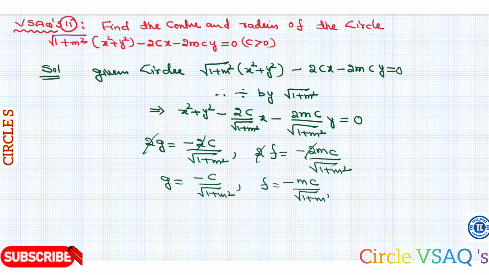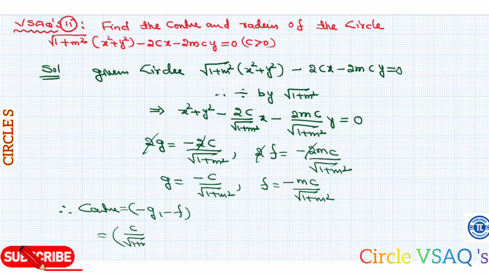Now write the center of the circle. Center is (−g, −f), which is equal to (c/√(1 + m²), mc/√(1 + m²)), the center of the given circle.